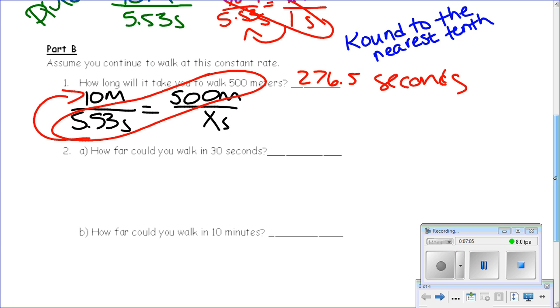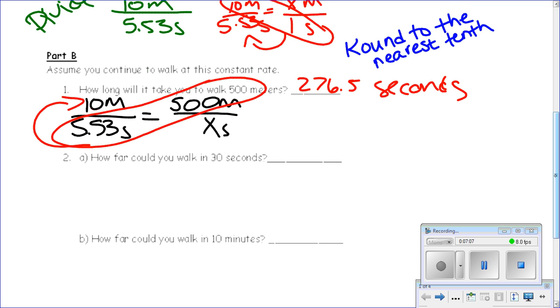1.8 meters per second. Right, and how do I write that as a ratio? It's 1.8, but how did we have it as a ratio again? Before we got it to be 1.8, what did we do? 10 to 5.53 seconds. Exactly, so that's my ratio. 10 divided by 5.53 seconds. So I'll show you two ways to do this.